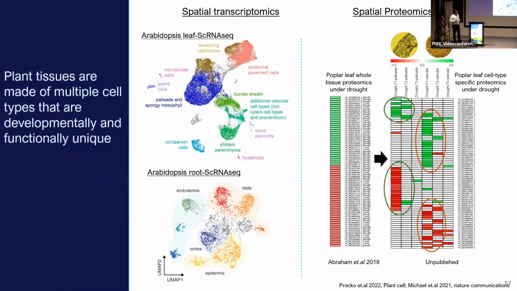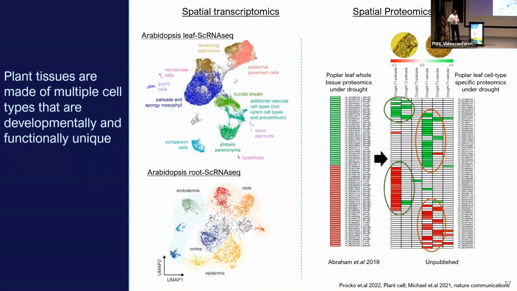So when we started doing spatial proteomics, we looked at 2 main cell types of the leaf, that is palisade and vascular. As you know, palisade does photosynthesis, vascular is more like a supportive and conductive cell type. We wanted to ask this question: when these cell types are exposed to stress conditions such as drought, what happens?